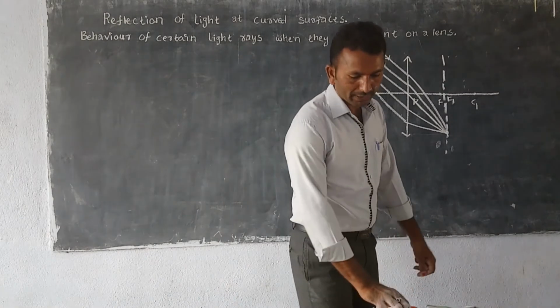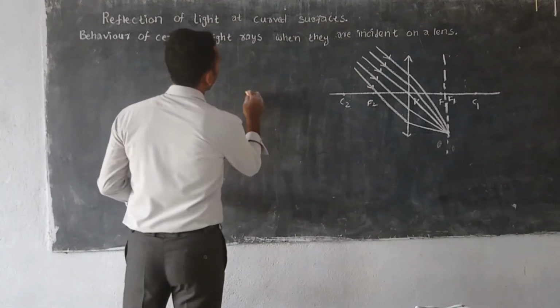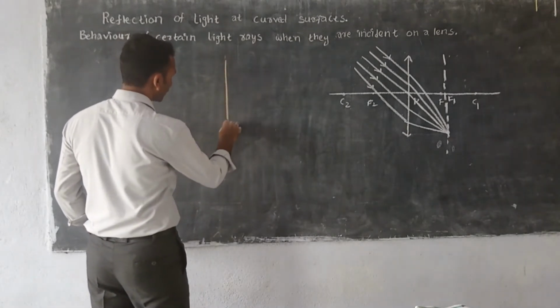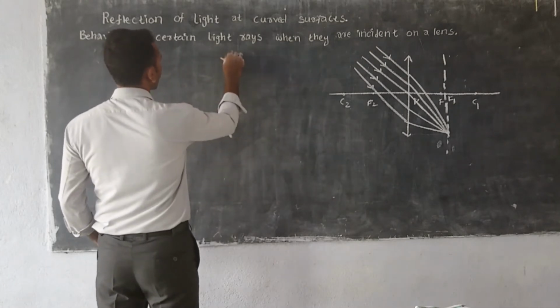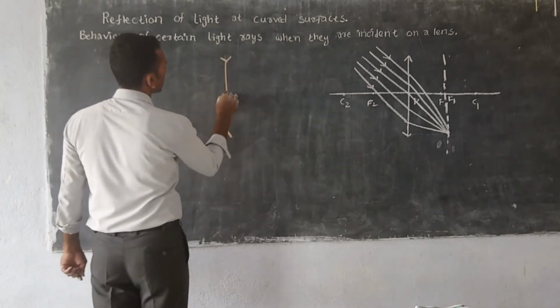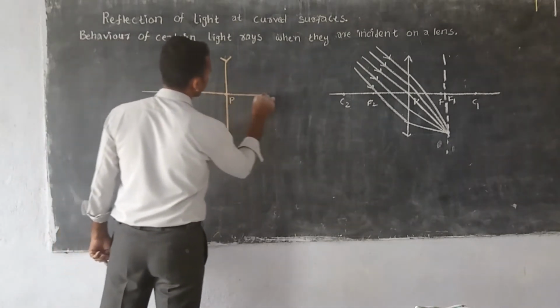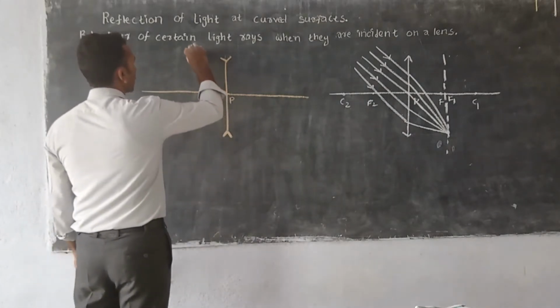And the next situation is for the concave lens. What will happen for the concave lens? First, take a concave lens. This one is the optic center P, and this one is the principal axis, and the light rays are coming.